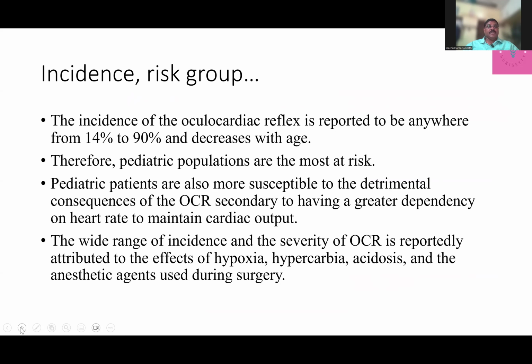The incidence and risk groups: the incidence of the oculocardiac reflex is reported to be anywhere from 14 to 19%, and it decreases with age. As age progresses, the occurrence of the oculocardiac reflex decreases. So pediatric populations are at the greatest risk for the oculocardiac reflex.